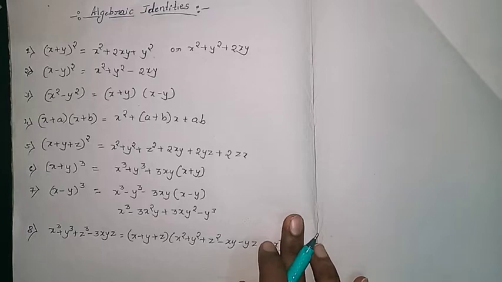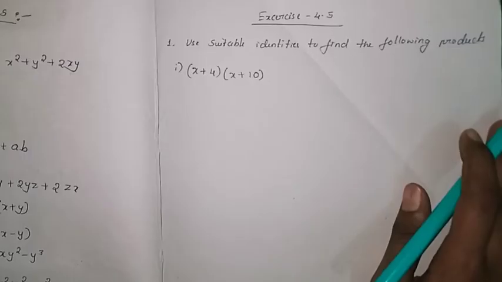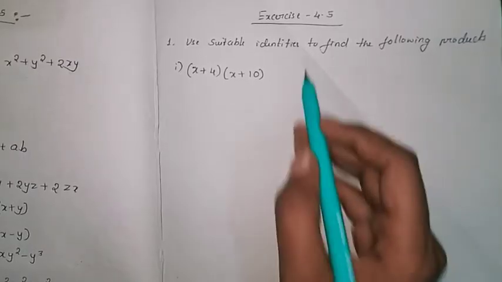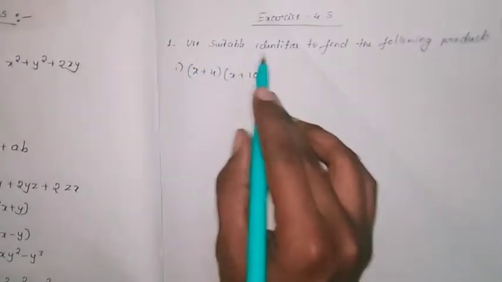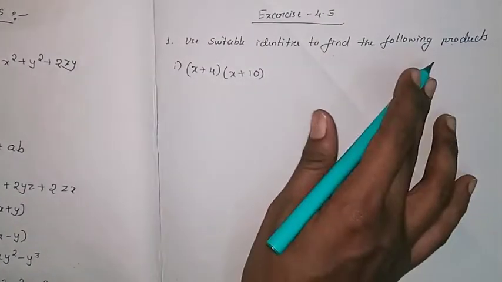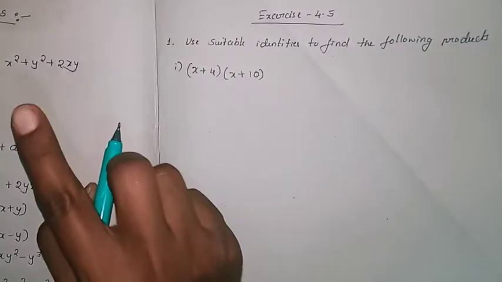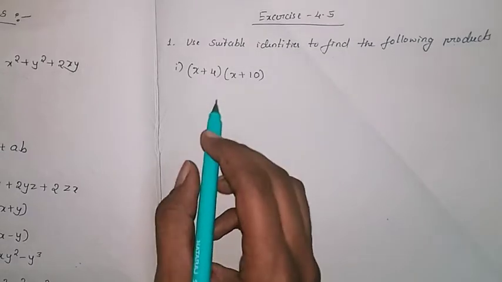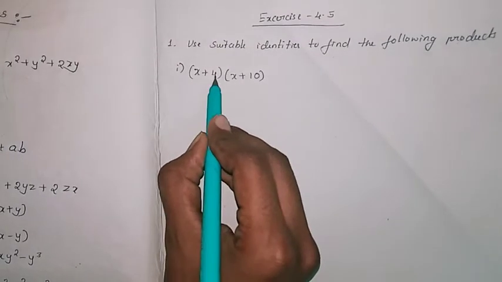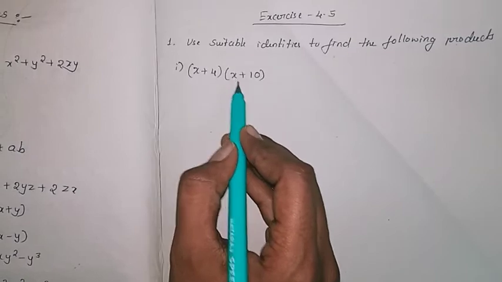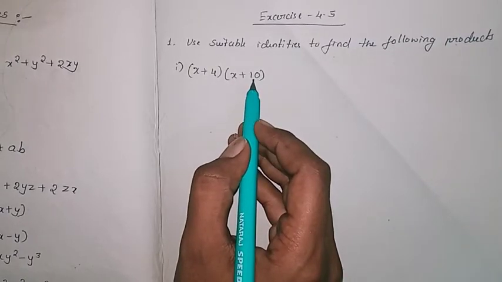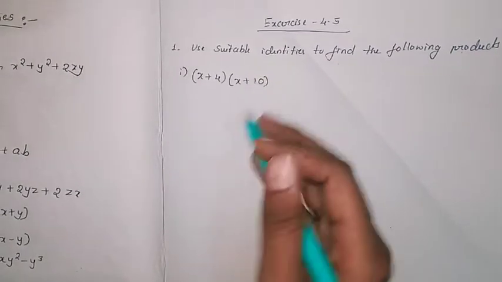Now write the heading of the exercise. Here you can observe exercise 4.5, first question: use suitable identities to find the following products. So you have to use the identities, means you have to use the formulas that are given. That's why I told you, you should remember the identities, otherwise it is not possible to solve. Now you can observe they have given x plus 4 and x plus 10.